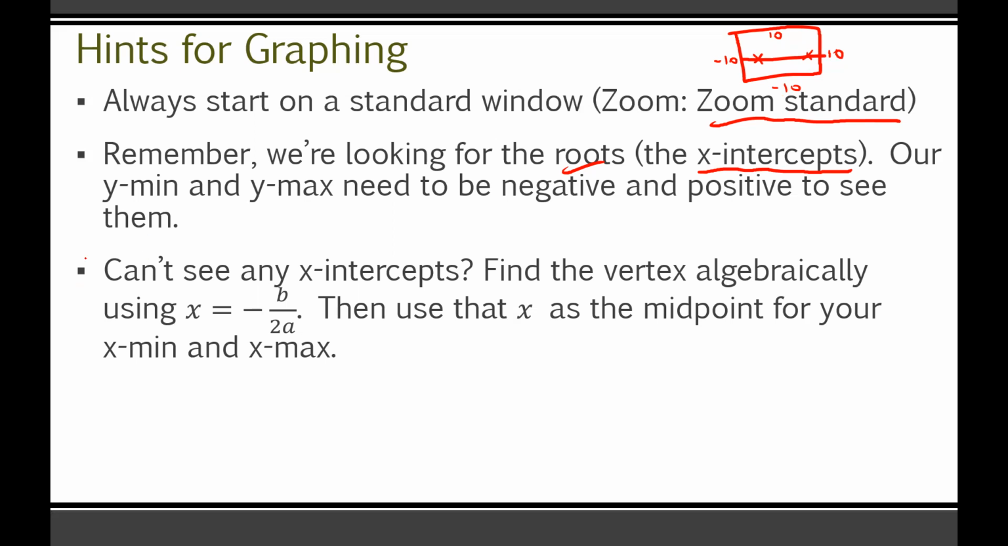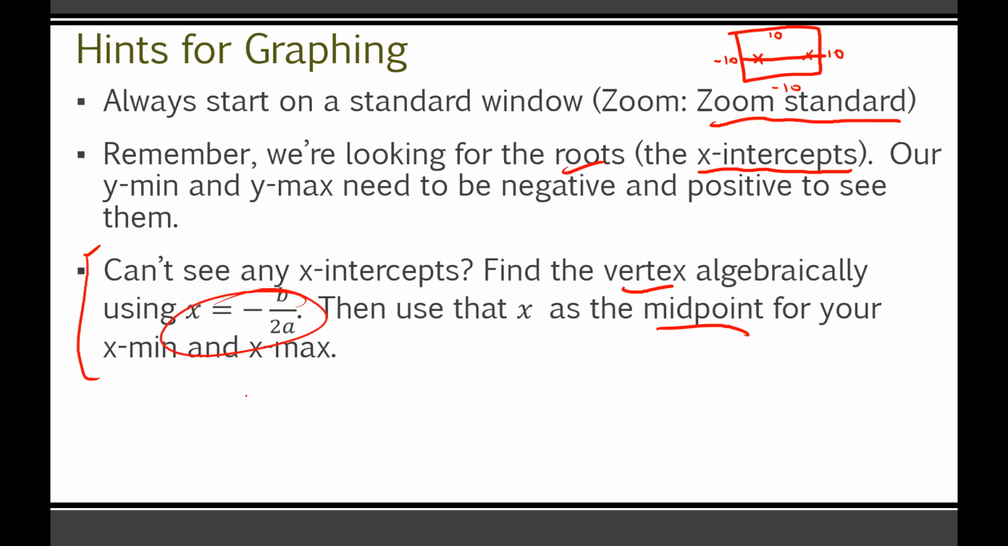Now, this is a big one. If you can't see any x-intercepts, if you graph this under a standard window and you're not seeing anything, you might not even see anything on your function at all. There's a little bit of a trick you can do, and this is going to seem silly because you're trying to get away from doing work by using a graphing calculator to begin with. But you can start by finding the vertex algebraically. Just remember that's x equals -b/2a. And then you use that x as the midpoint for your x min and x max.